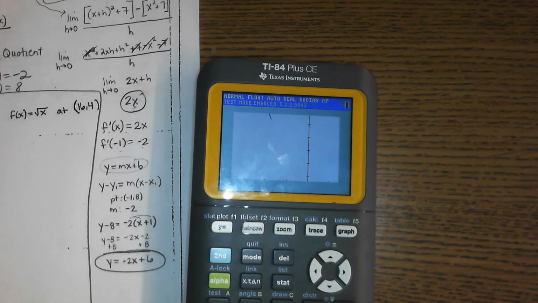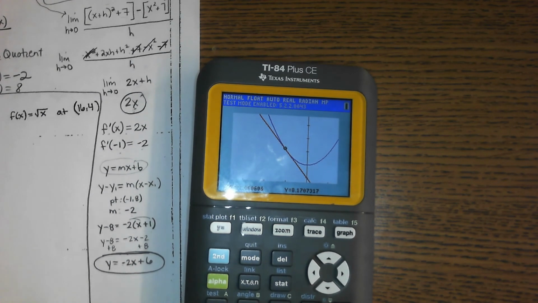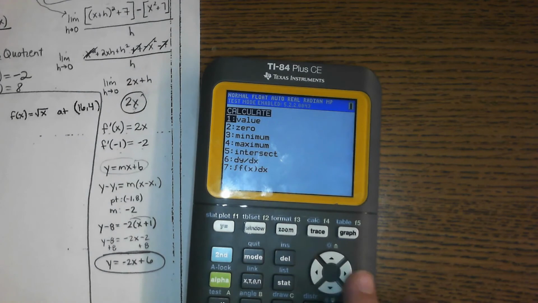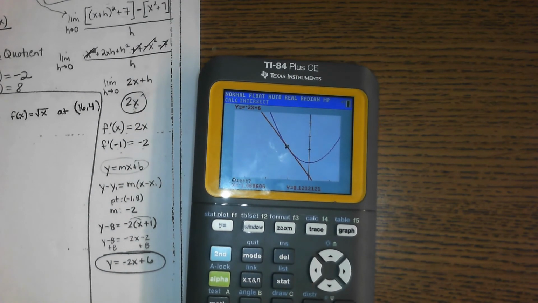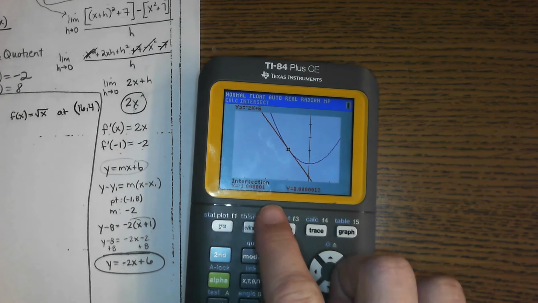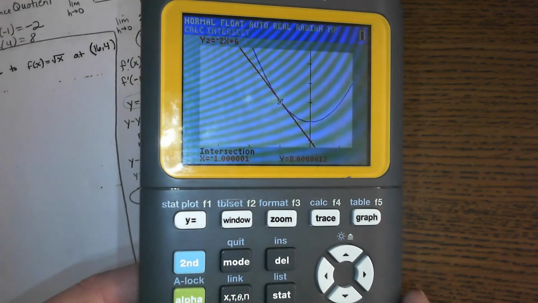And here's your parabola, and here's your tangent line. It really shows you that one point of intersection. Not only that, we can do second trace, and we can intersect to show first curve, second curve, guess, and that point of intersection is negative 1/8.